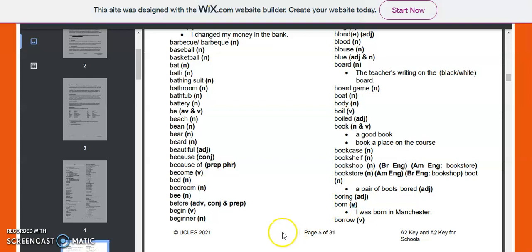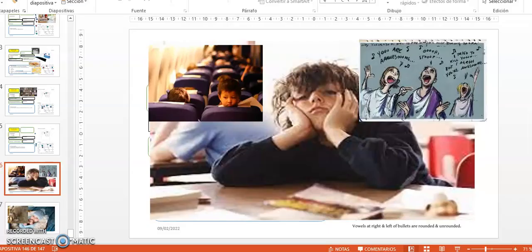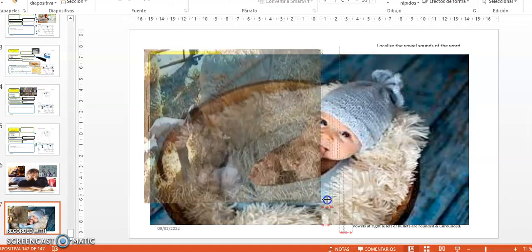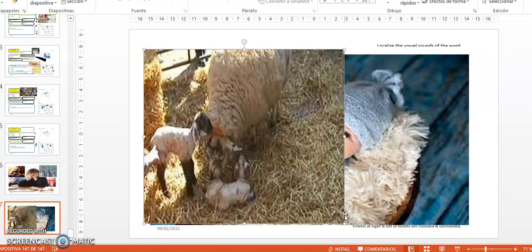After checking our information, we need to go to the PowerPoint and watch this slide. Three pictures are depicting information about the word boring. Do you have some information for this word? Okay. The second slide is presenting the second word, that is born. You see a baby right there, and you see a baby lamb right here. Both pictures are depicting information to introduce the word born.